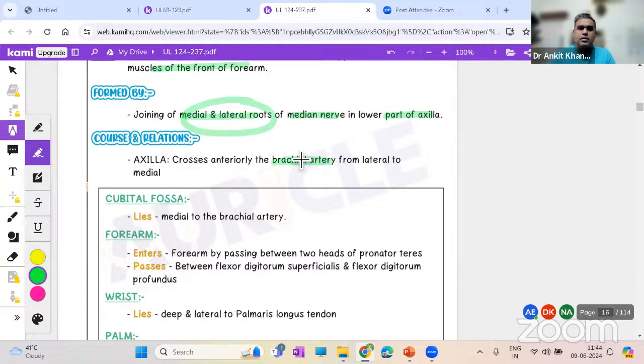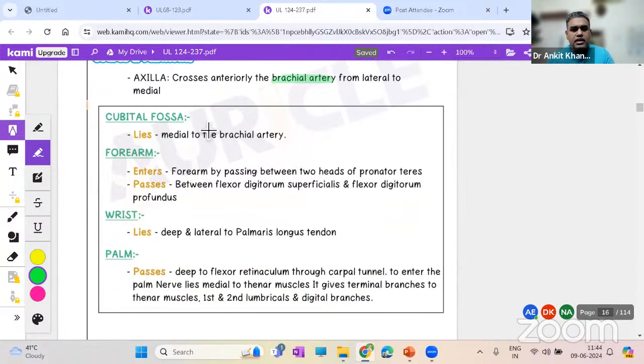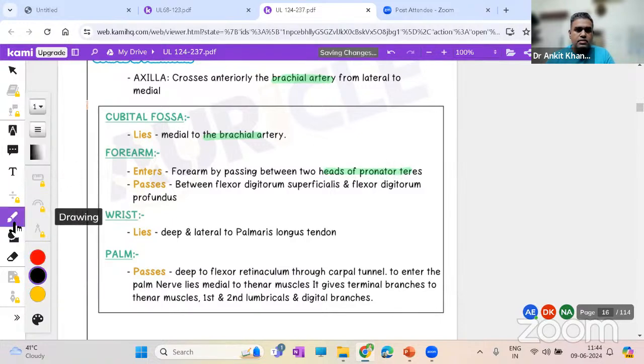Okay, we have discussed this. In the cubital fossa, it lies medial to the brachial artery. In the forearm, it passes between the two heads of pronator teres. Now, pronator teres, if you remember, is supplied by the median nerve, and this nerve passes between its two heads. Therefore, sometimes there can be hypertrophy of the pronator teres, compressing this nerve. So it is known as pronator teres entrapment syndrome.